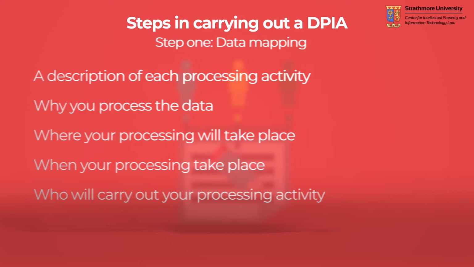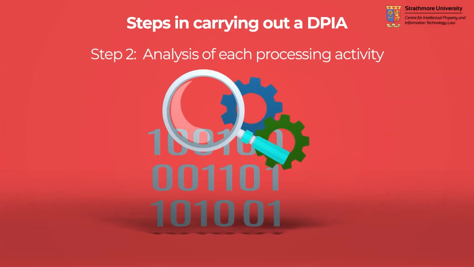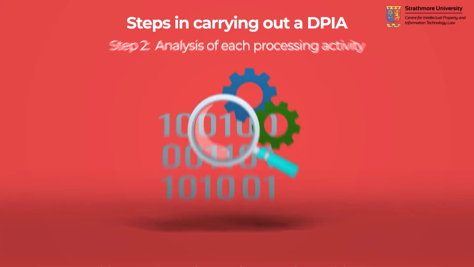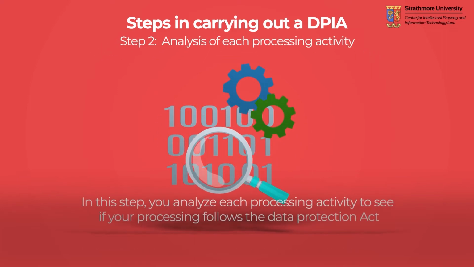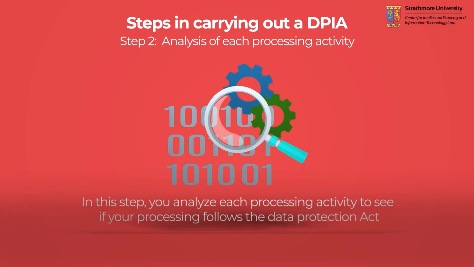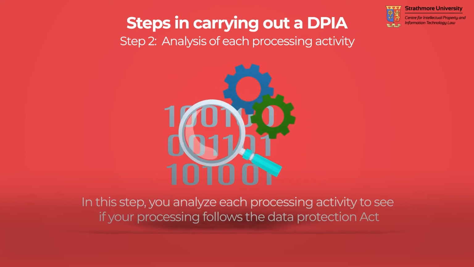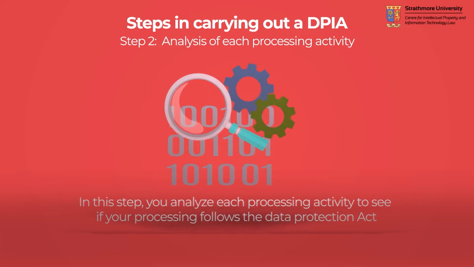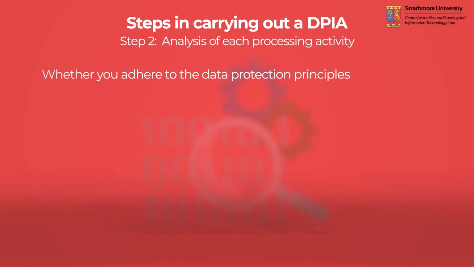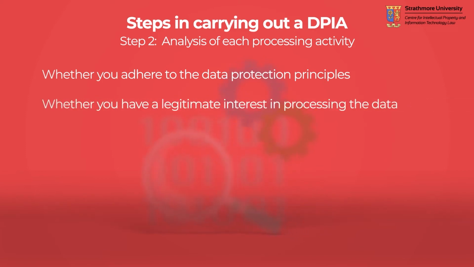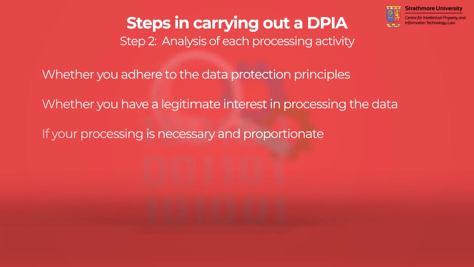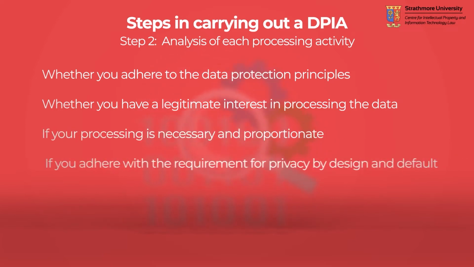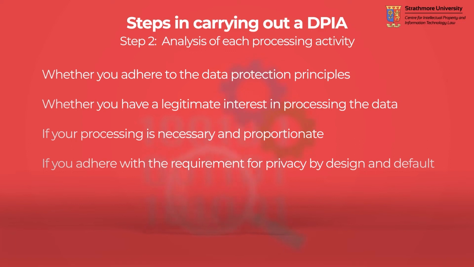Step 2. Analysis of each processing activity. In this step, you analyze each processing activity to see if your processing follows the Data Protection Act. Some of the areas you can assess include whether you adhere to the data protection principles, whether you have a legitimate interest in processing the data, if your processing is necessary and proportionate, if you adhere with the requirement for privacy by design and default, and how your processing affects people's rights.